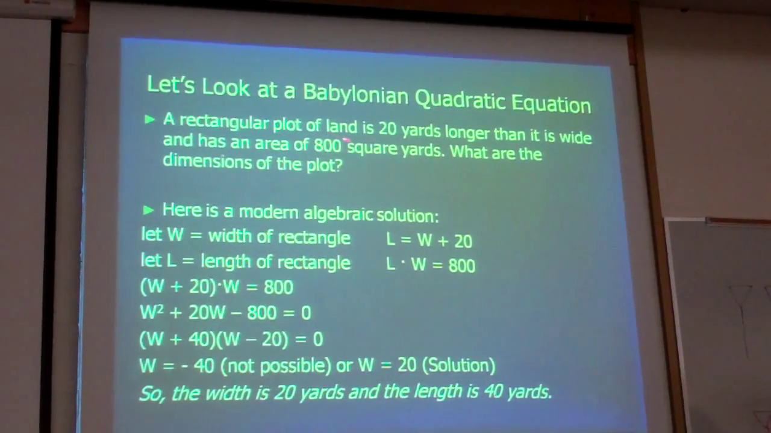But here it said, plot of land 20 yards longer than it is wide. So the length is 20 greater than the width. And the area is 800. So when you multiply, you get 800. Okay, well, what would we say?